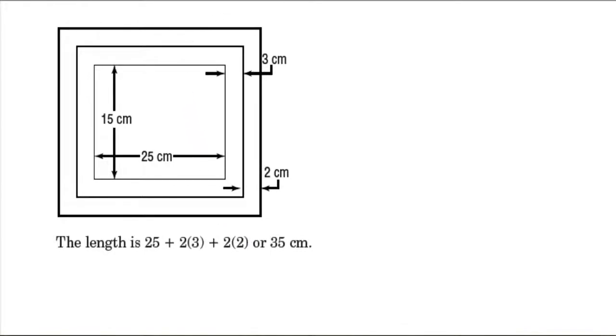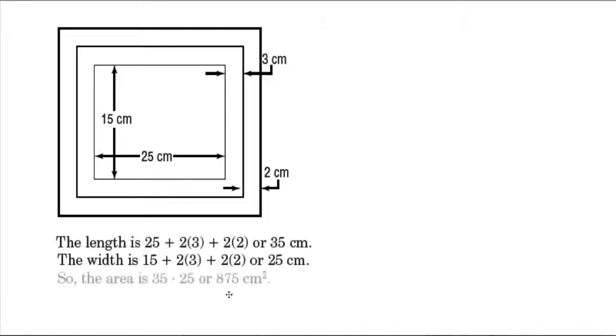And let's try to find the width. Doing the same method as we did in finding the length, the width is 15 centimeters. And then we add the 3 on this side and the 3 on that side. So that's 2 times 3. So 15 plus 2 times 3, plus again the 2 on this side and the 2 on that side, which is 2 times 2, will be 25 centimeters.